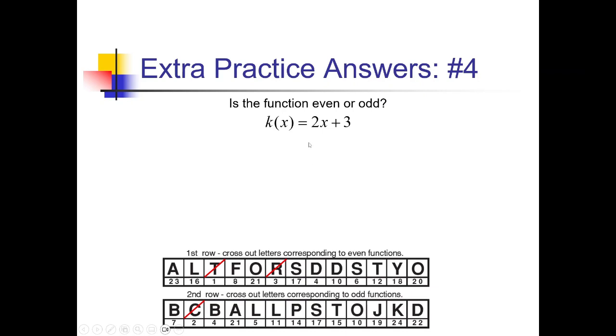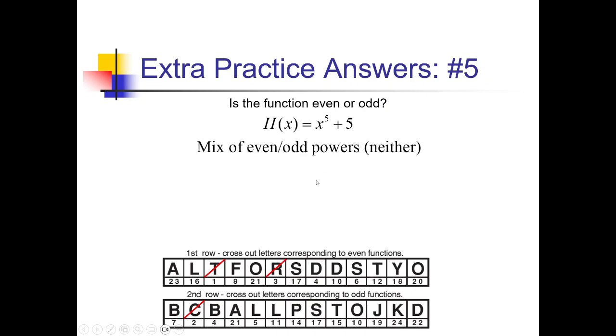For number 4, we've got the line 2x plus 3. Since this is a mix of both even and odd exponents, this means we have neither even nor oddness going on here. So that means that we just move on to the next problem. For number 5, we have x to the 5th plus 5. 5 seems to be the theme on this one. This 5th power is odd. 5, this is 5x to the 0, that's even. Since we have a mix of even and odd powers here, this is neither even nor odd.